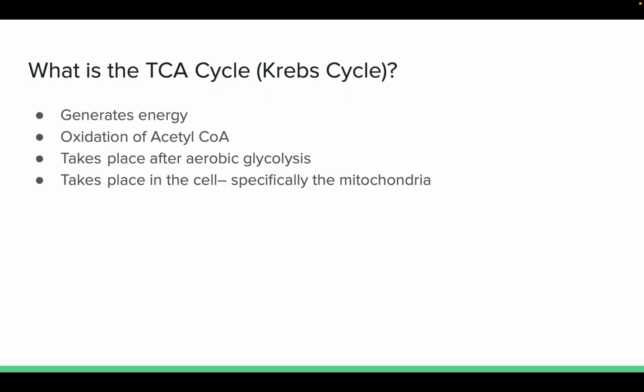What is the TCA cycle, also known as the Krebs cycle? The TCA cycle is a pathway that is used to generate energy and build amino acids by the oxidation of acetyl-CoA. Although there are more purposes, those are just to name two. This cycle comes right after aerobic glycolysis, where glucose breaks down into pyruvates, and then those pyruvates enter the cycle after they are converted into acetyl-CoA.